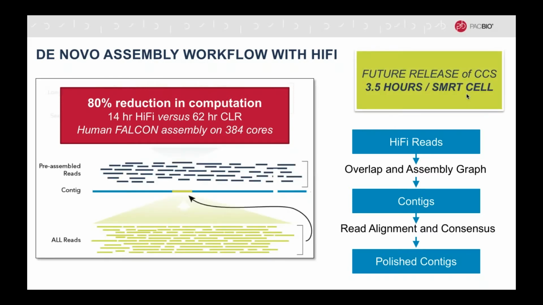But of course, the computation of the high accuracy HiFi reads is not free, but has been dramatically reduced in the last software release. And future software releases will be able to generate HiFi reads for one 8M SMRT Cell in 3.5 hours on our standard recommended compute system.